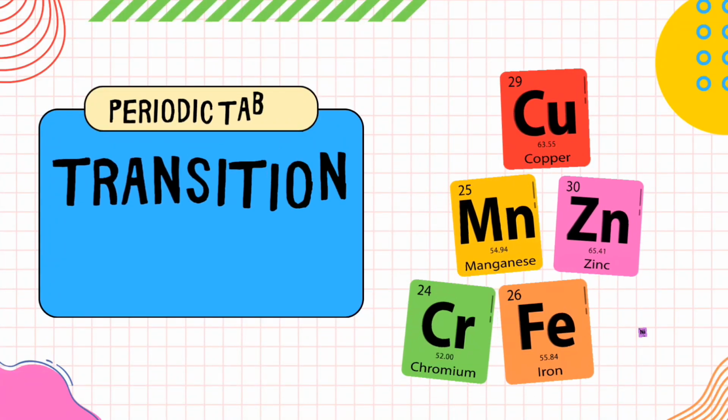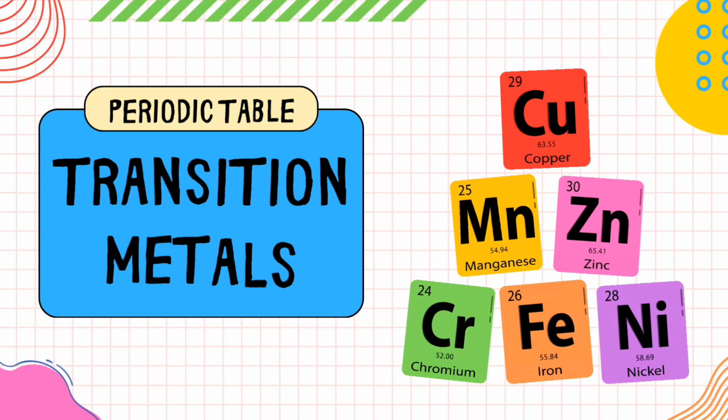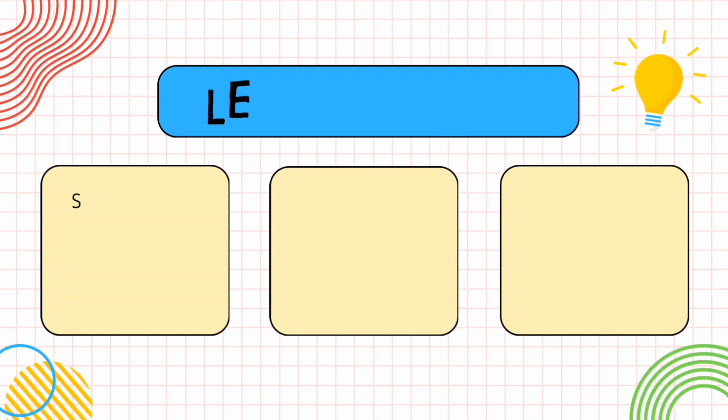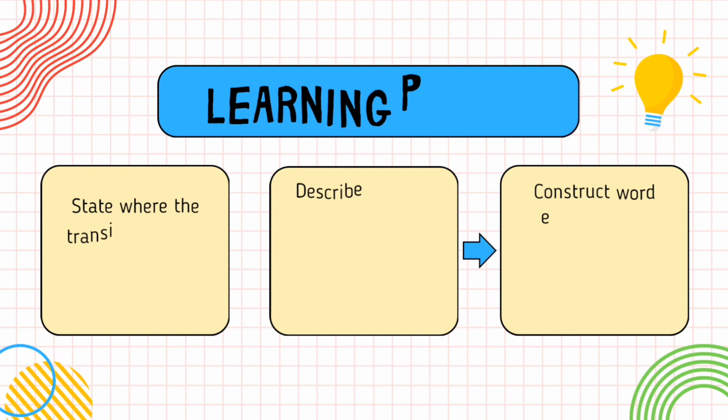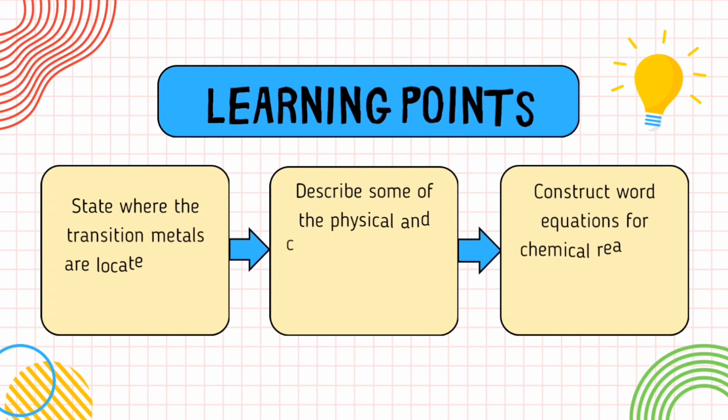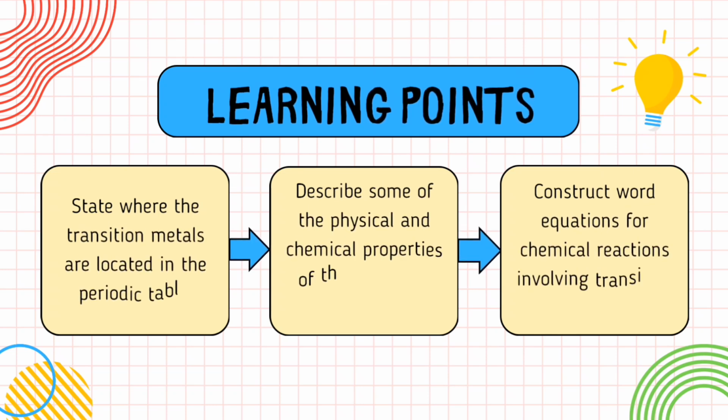In this video we will learn about the transition metals of the periodic table. So let's begin. Before studying the chapter, we should learn the prefaces describing it. First, we will state where the transition metals are located in the periodic table, describe some of the physical and chemical properties of the transition metals, and construct equations for chemical reactions involving transition metals.